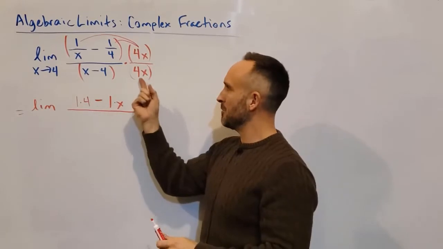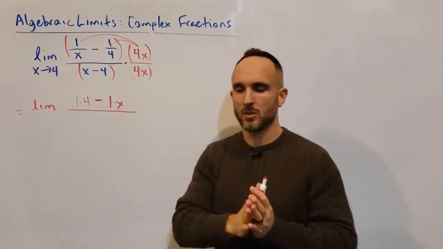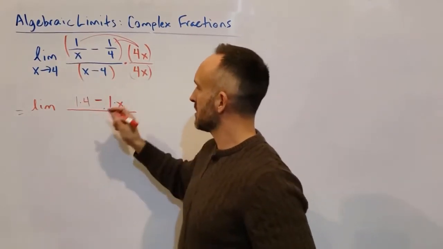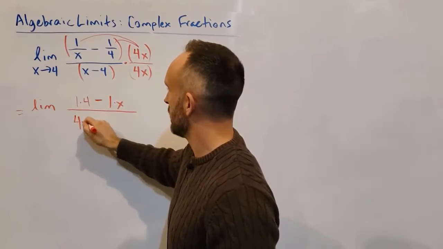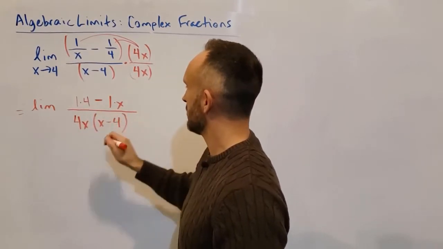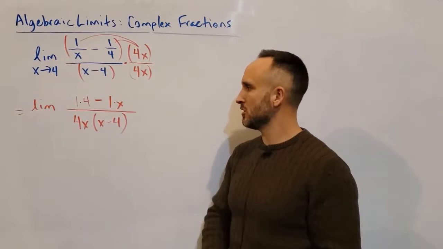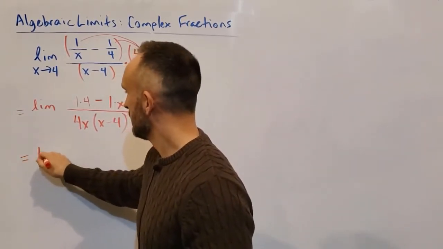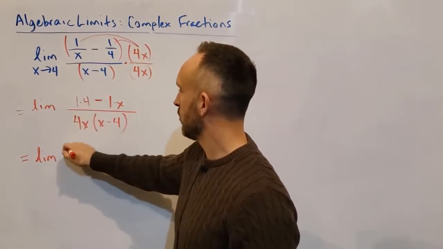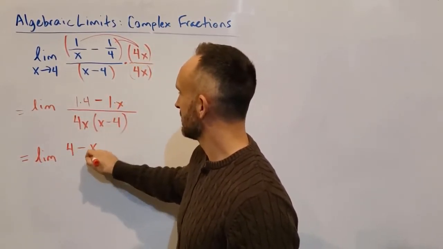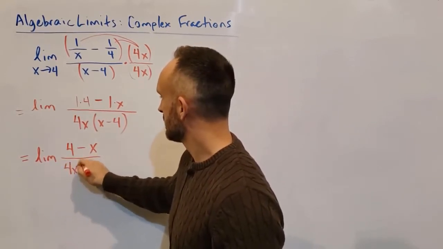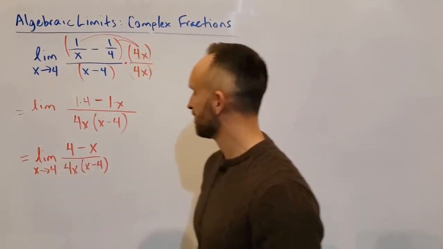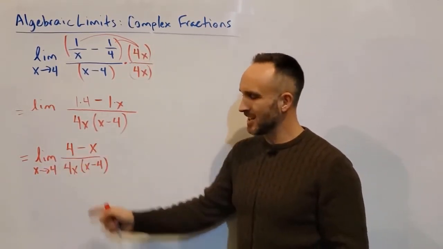Now on the bottom, I'm not going to distribute, okay? The reason for that is I'm not trying to correct anything on the bottom. I don't have any fractions here. So I'm just going to rewrite it the standard way. I'll put my 4x in front times my x minus 4 without distributing. You could distribute, but you're going to see soon why it would be better not to. So what we have is the limit of 4 minus x over 4x times x minus 4, as x approaches 4. Okay? So at least it's not a complex fraction.